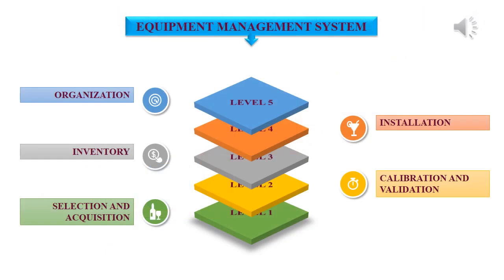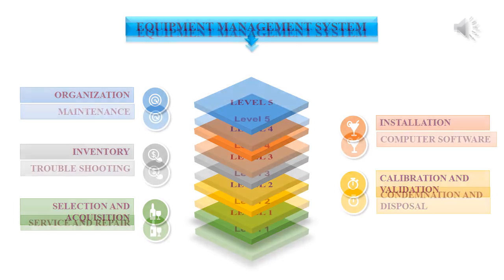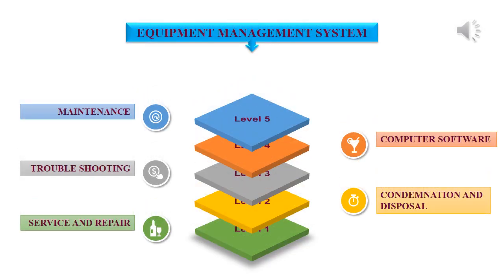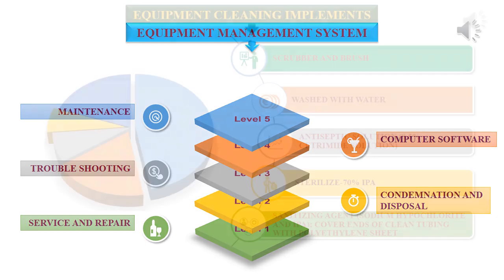What are equipment management systems? Organization, inventory, selection and acquisition, installation, calibration and validation. Then maintenance, troubleshooting, service and repair, computer software, condemnation and disposal. These are equipment management systems.